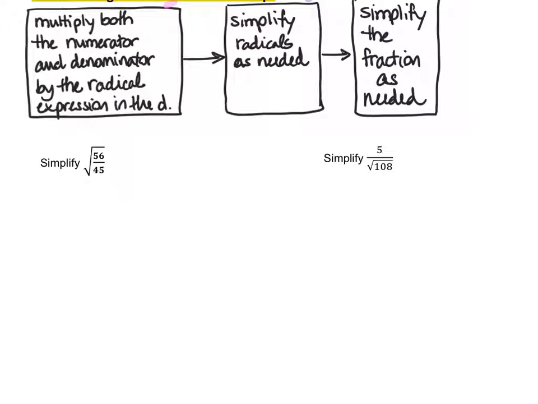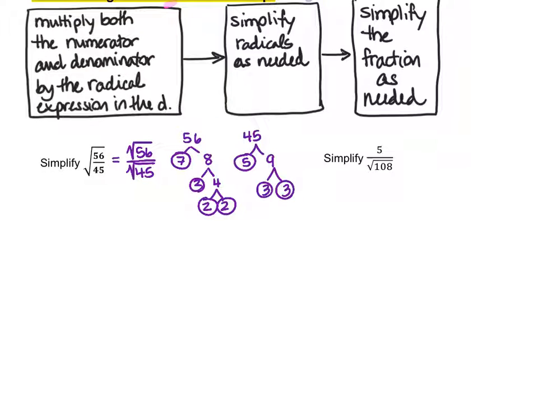And we're going to start out by taking the square root of 56 over 45 and splitting it into 2 radicals. Next, we want to do the prime factorization of both 56 and 45. Then we want to rewrite our fraction using our prime factorization. So the square root of 56 becomes the square root of 2 times 2 times 2 times 7, and the square root of 45 becomes the square root of 3 times 3 times 5.